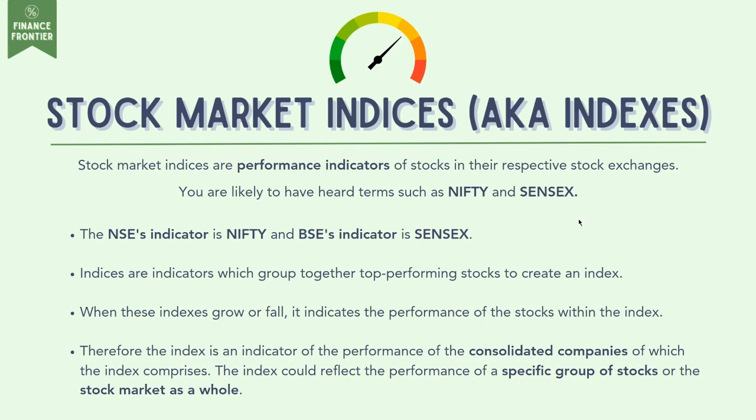So indices are indicators which group together top performing stocks to create an index. When these indexes grow or fall, it basically indicates the performance of the stocks within the index. To sum it up, the indexes reflect the performance of the specific group of stocks or the stock market as a whole, and the stocks that make up the index are usually the top performing stocks of that specific stock market in that period of time.